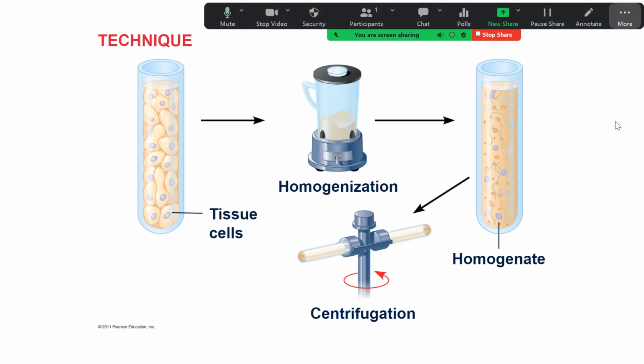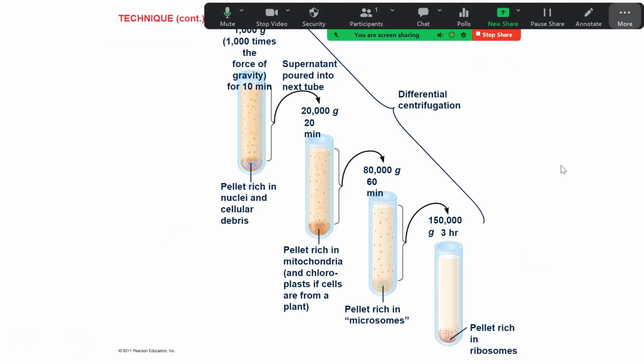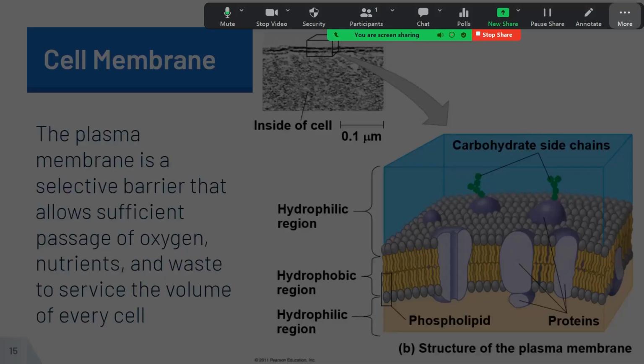This is just showing you that process. They take a sample of tissues, so a bunch of cells, and they homogenize it, or basically put it in a blender and break apart all of the cell membranes, and then they centrifuge it and spin it and separate and spin and separate and spin and separate.